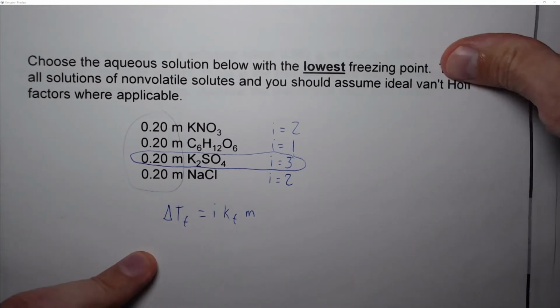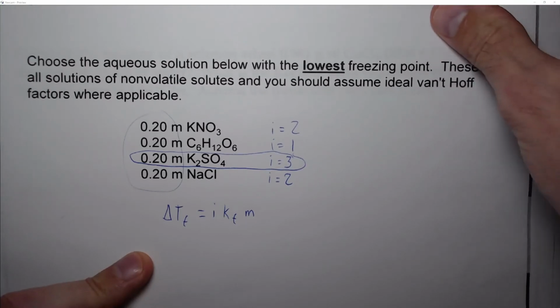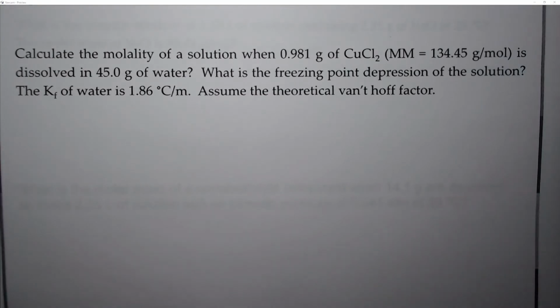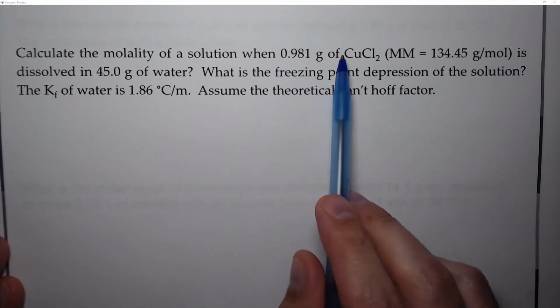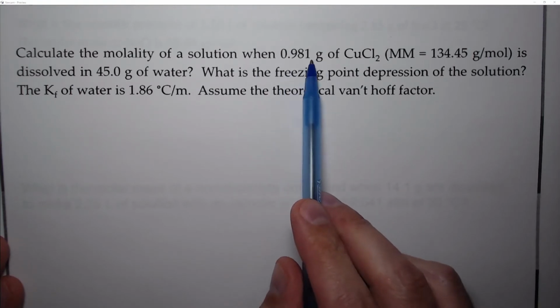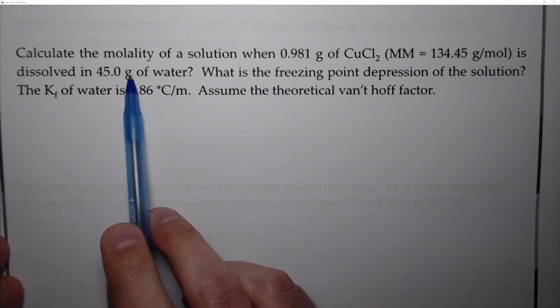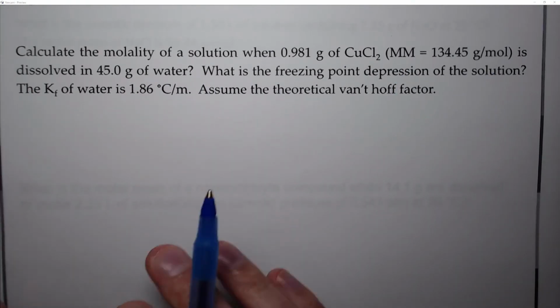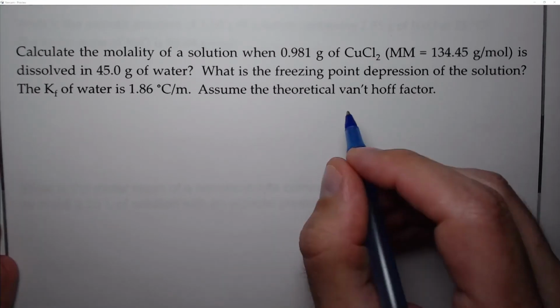Another example of this that we can look at is where we actually do a calculation for the freezing point depression, as opposed to just looking at it in that way. So in this case, it says calculate the molality of a solution when 0.981 grams of copper(II) chloride, and it gives us the molar mass, is dissolved in 45 grams of water. What is the freezing point depression of the solution? And it gives us the Kf of water and asks us to assume the theoretical van't Hoff factor.